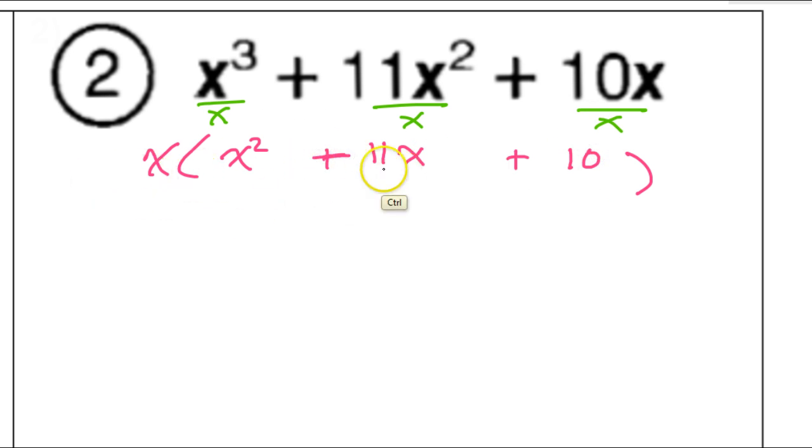Now I will factor this trinomial using the box method. The box method begins with a product and a sum. The product comes from A times C. 1 times 10 is 10. The sum comes from the B value, which is 11.